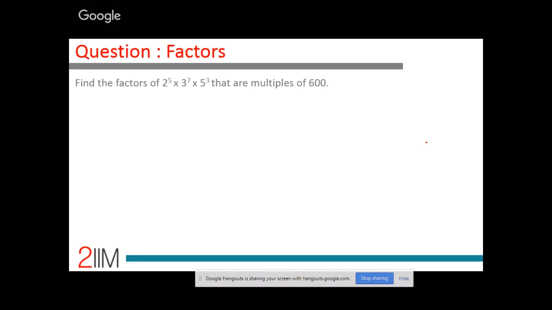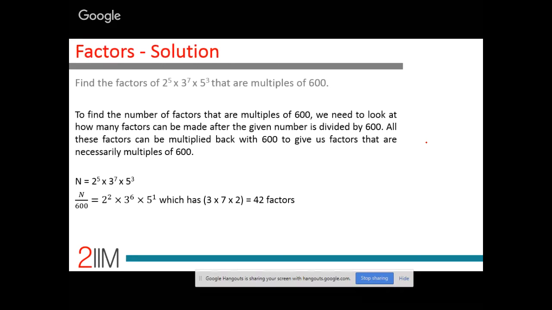Any multiple of 600 is going to be of the form 600k, where k is a natural number. So 600 into k is a factor of this number. So prime factorize 600, and this question becomes far simpler. Any 600k that's a factor of this number, that means this number by 600 will also be a multiple of k. So effectively, we are saying if you call this n, find n by 600 and find the number of factors of n by 600.